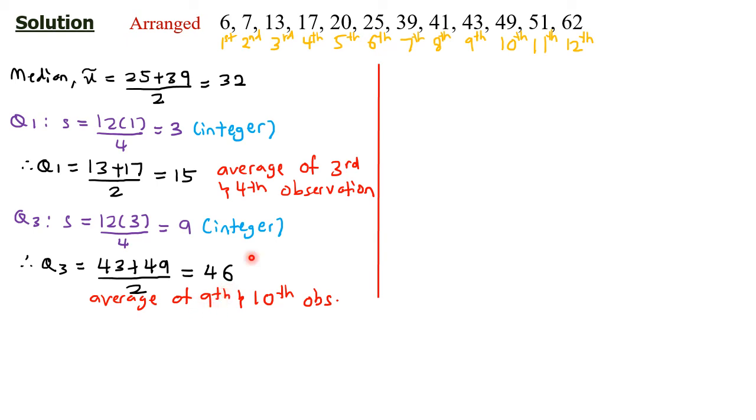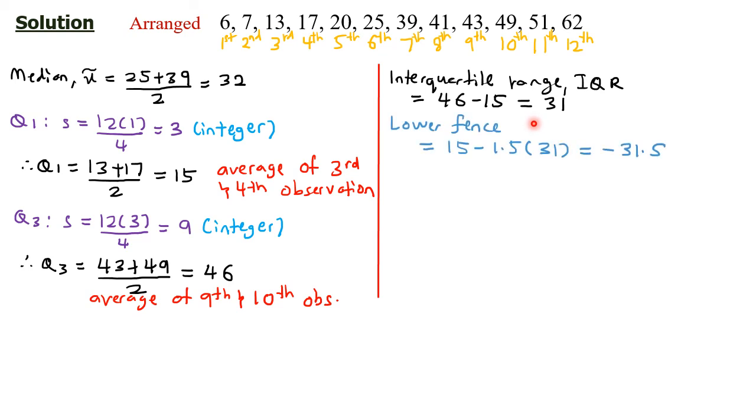And then remember, after we find Q1 and Q3, you have to find the difference between these two. That is the interquartile range. So the interquartile range will be Q3 minus Q1, that will be 31. Then after we find the interquartile range, we proceed to find the fences. We start with the lower fence. Remember the formula here: Q1 minus 1.5 times the interquartile range. So Q1 is 15 minus 1.5 times 31.